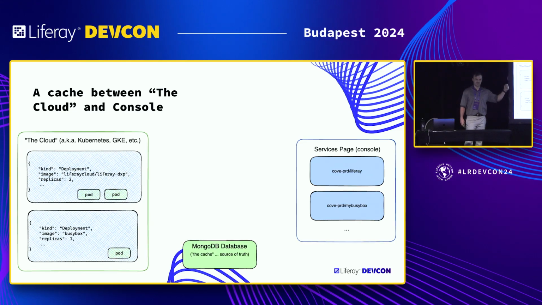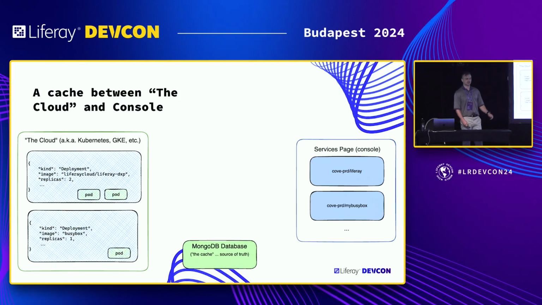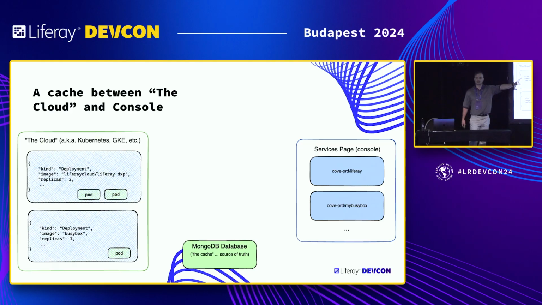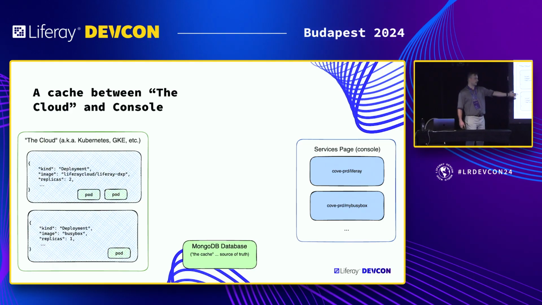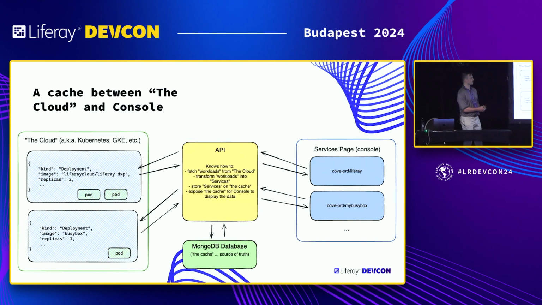For our purposes, just to talk, we're going to use a MongoDB database. And that's going to serve as our intermediate state between the cloud and the rendered front end. And that's going to serve as our source of truth for the front end, for the console.